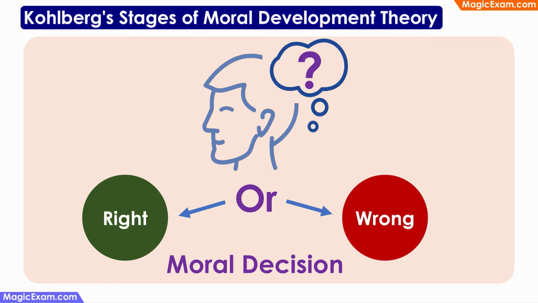Kohlberg's moral development theory just tries to explain how children learn to take moral decisions, how the process of taking moral decisions evolves. What are moral decisions? Well, moral decisions are nothing but a situation where a person or a child has to decide between a right and a wrong. It can be very serious or it can be very trivial.